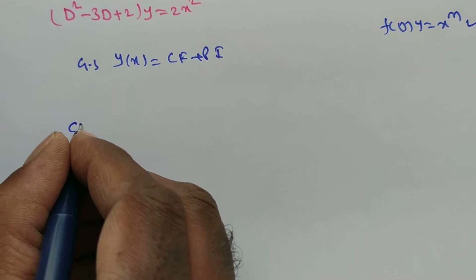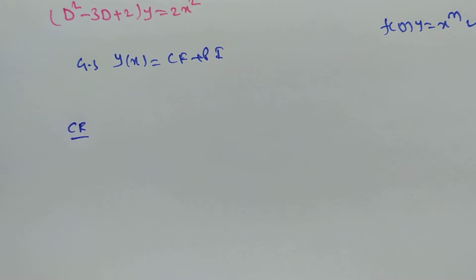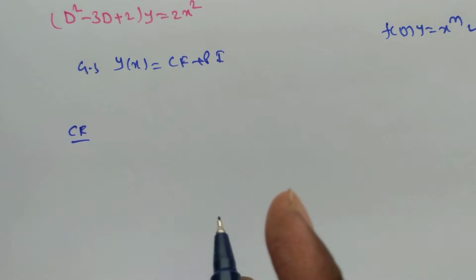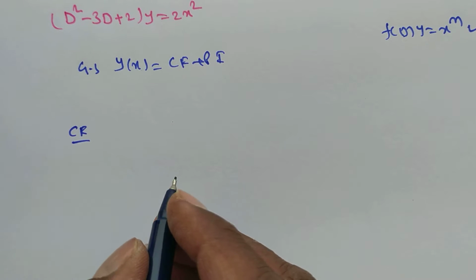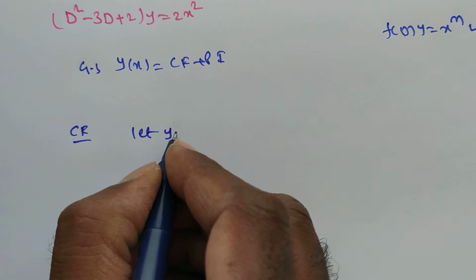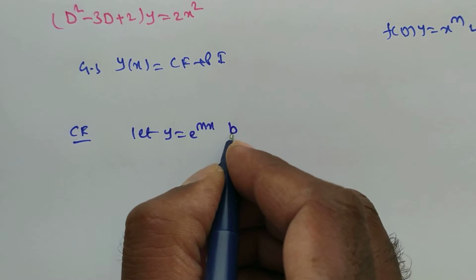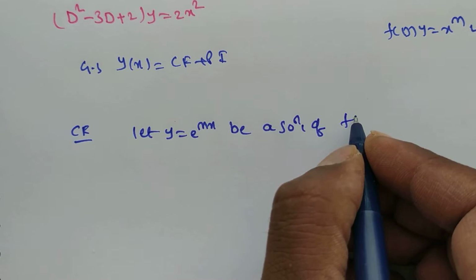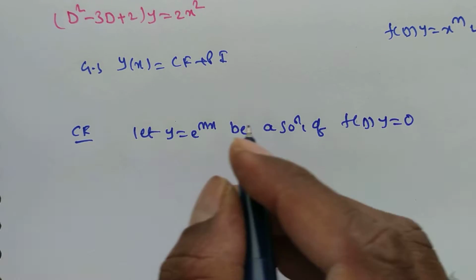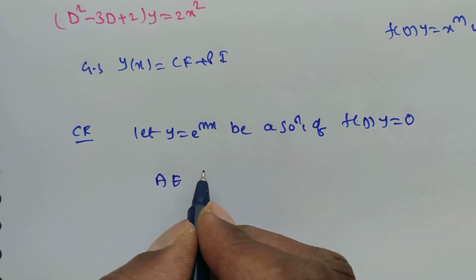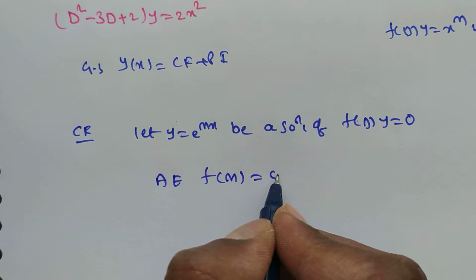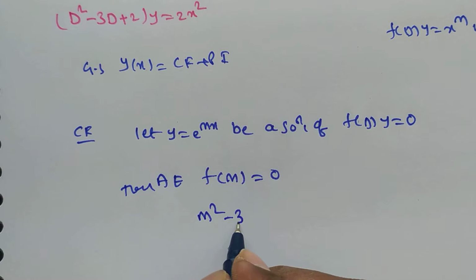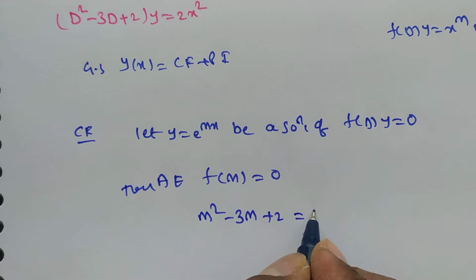Friends, you remember, to find the complementary function we always have to take q of x as 0. We take y is equal to e to the power of mx as a solution of f of D into y is equal to 0. Then we get the auxiliary equation f of m is equal to 0, that is, m square minus 3m plus 2 is equal to 0.